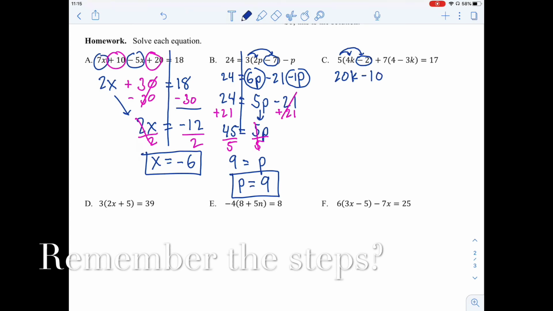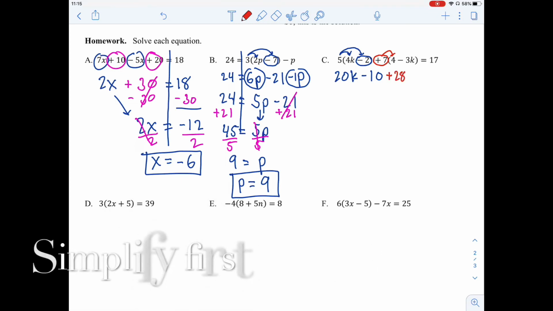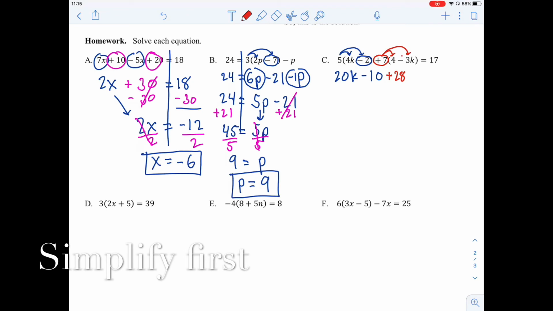Then we go to our next one. We have, remember, positive 7. We take that sign in front of the number. It belongs to it. So 7 times 4 is 28. So positive 28. 7 times, here again, right, negative 3k. So 7 times negative 3 is negative 21 with the k. So negative 21k. Then we're going to bring down 17, which is on the right side.